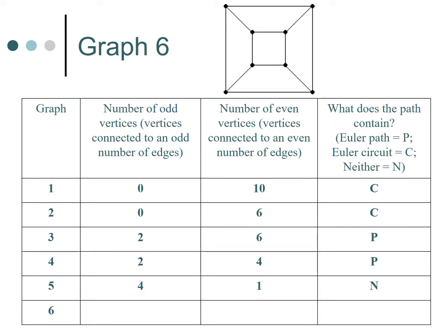The last shape is kind of similar. It's also not a path or a circuit. If we look at the top left, it has 3 edges going into it. It's odd. The top right has 3. The bottom right has 3. The bottom left has 3. So they're all odd. And we look at the smaller square inside of the bigger square, and each of those corners also has 3. So when we look at it, we say that there are 8 vertices that are odd, and no even, and it's neither an Euler path nor an Euler circuit.